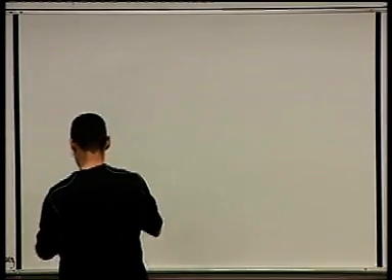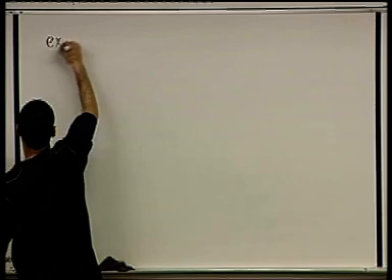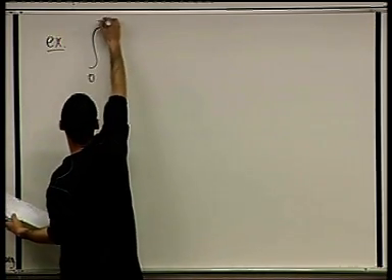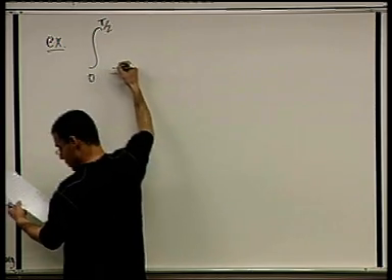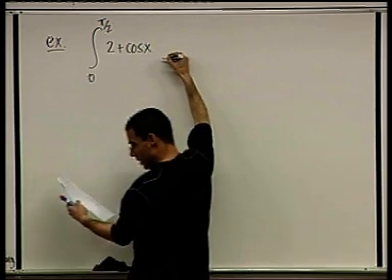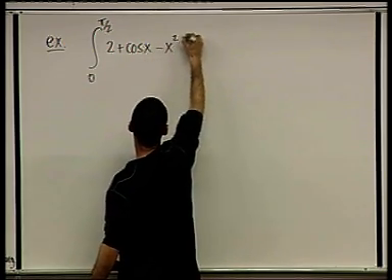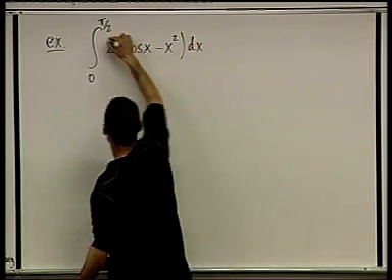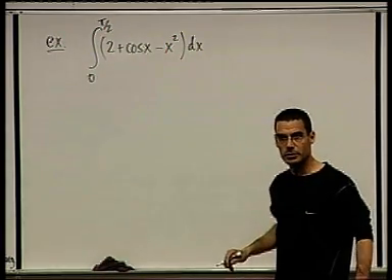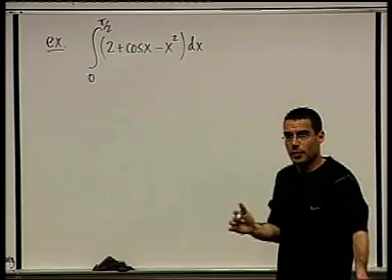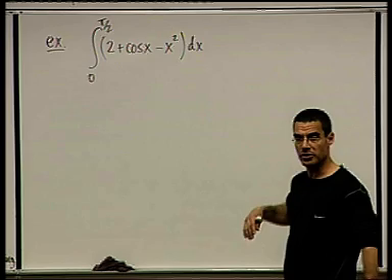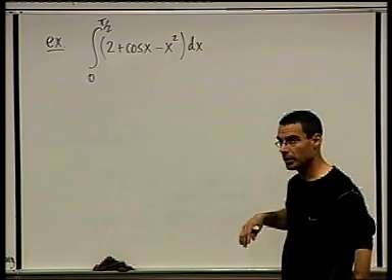So example, suppose I want to calculate the integral from 0 to pi over 2 of 2 plus cosine of x minus x squared dx. Diving into the deep water. Remember, all we knew how to do so far was what? A constant function in x. How's that for a next step?